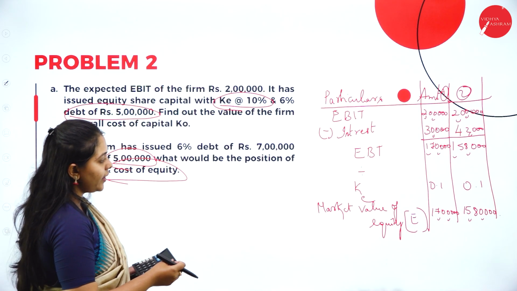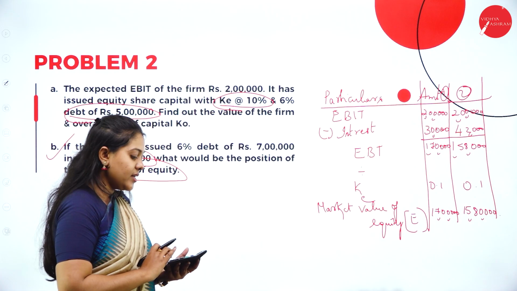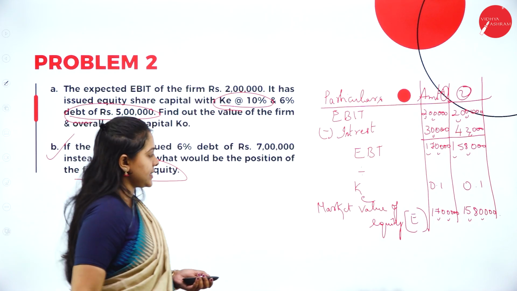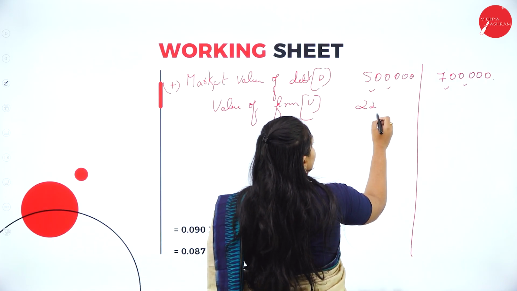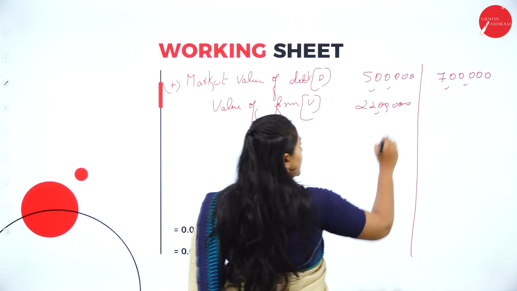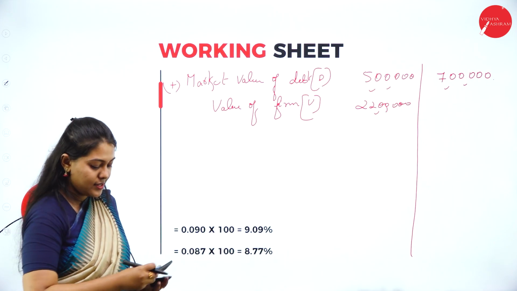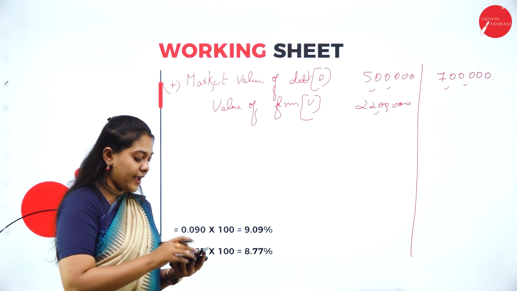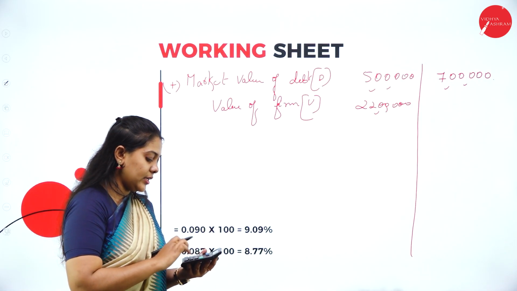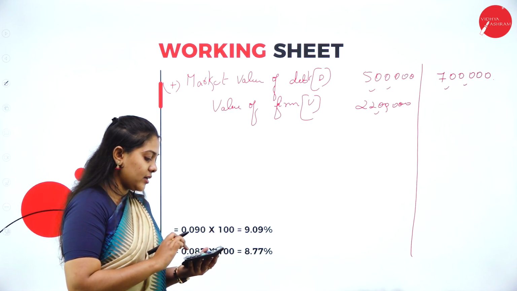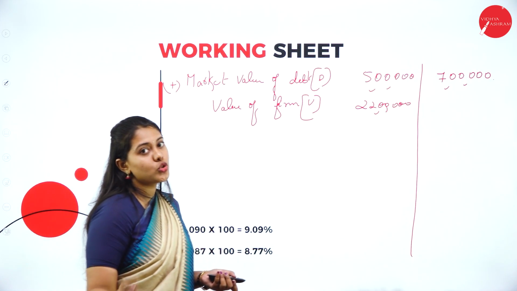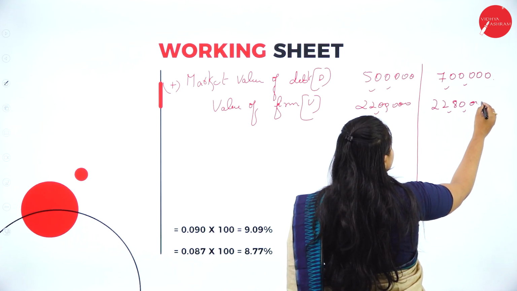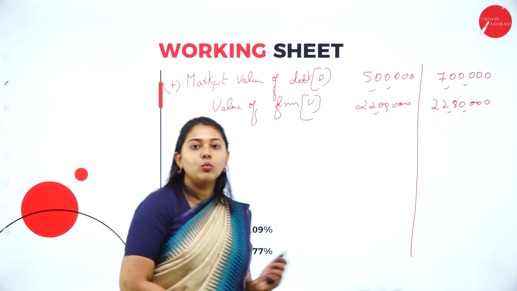So how much? 17 lakh plus 5 lakh will be 22 lakhs. Next, 7 lakh plus how much is it? 15 lakh 80,000 plus 7 lakh. The answer will be 22 lakhs 80,000. So we have got the value of the firm.